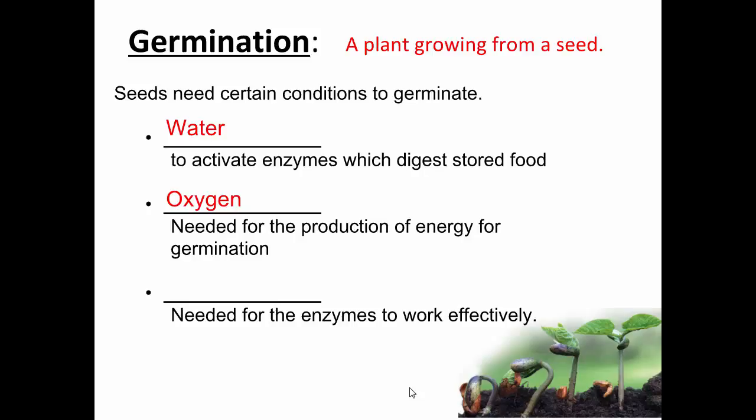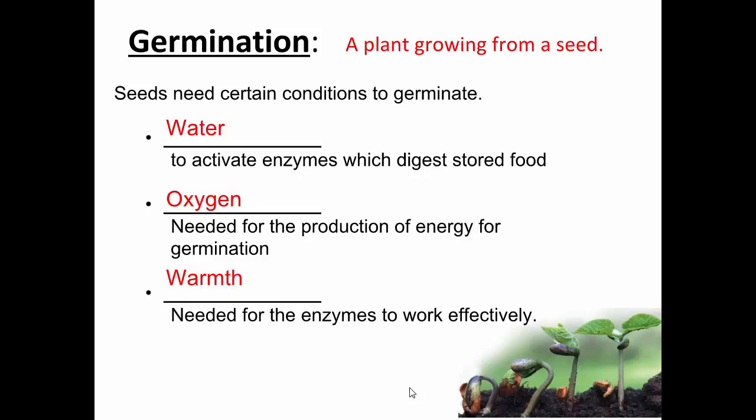Because again, to break down the starch in that seed, they're going to digest it, and that needs oxygen. Respiration is going to happen. That requires oxygen. And finally, they need the right temperature. Seeds need the right temperature to allow the enzymes in them to work. Sunlight gives them warmth. Exactly, the warmth under the ground. They don't need the sunlight, they need the warmth.